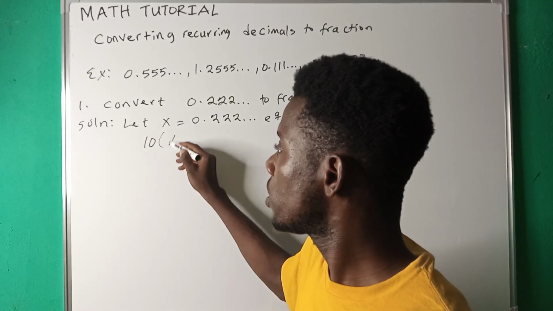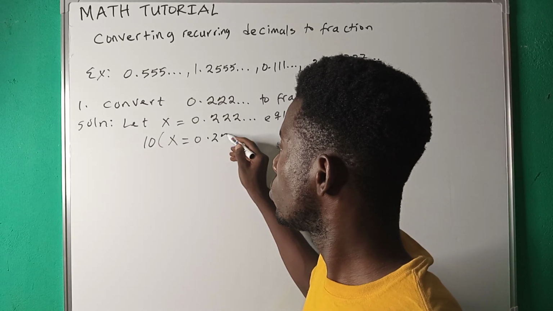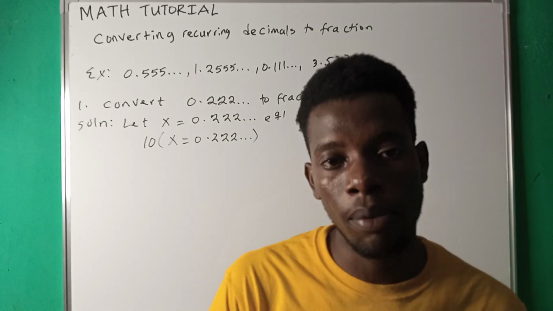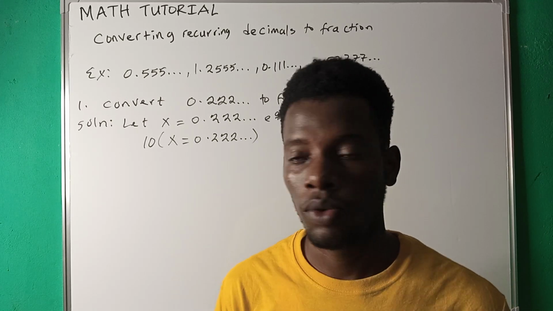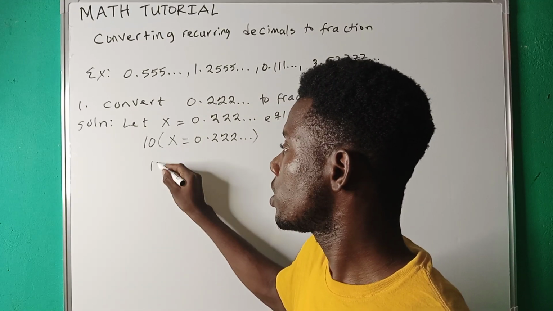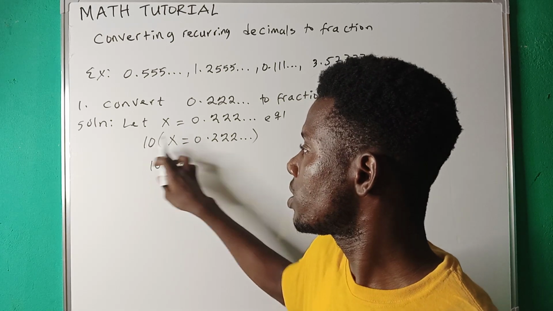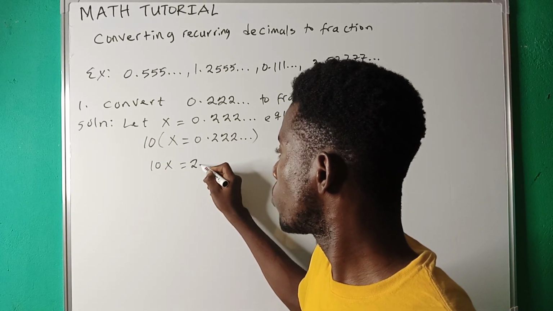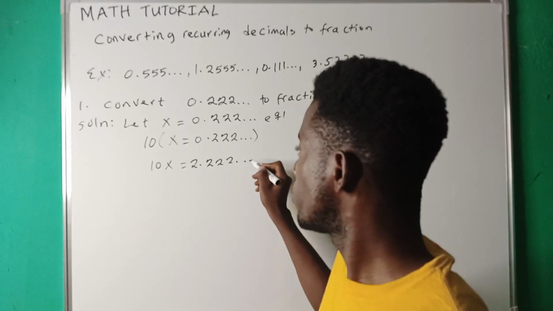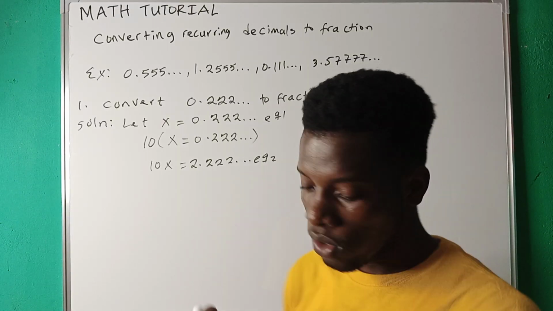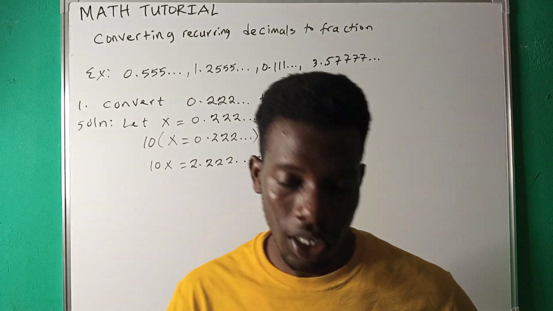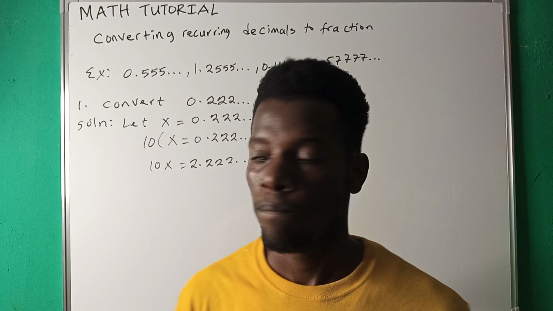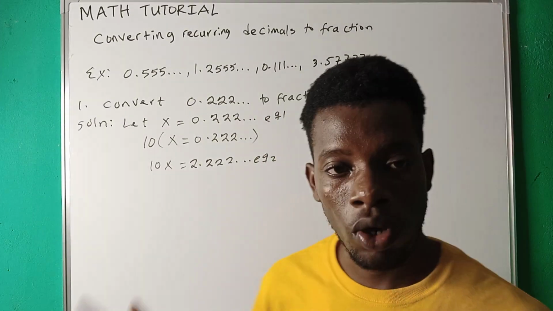10 times x is equal to 0.222... That's what we have. So if we multiply equation 1 by 10, what do we have? 10 times x is 10x, is equal to 10 times 0.222..., which is 2.222... And we call this one equation 2. So check that on the calculator: 10 times 0.22222 is 2.2222 and so on. So once you check that, you have equation 1 and equation 2.